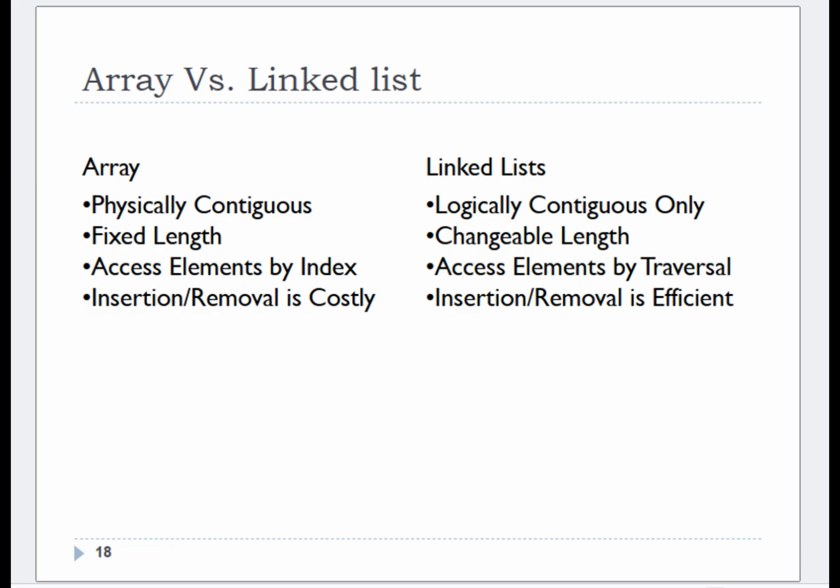17. Array vs. linked list. 18. Array: physically contiguous, fixed length, access elements by index. Insertion and removal are costly. Linked list: logically contiguous only, changeable length, access elements by traversal. Insertion and removal are efficient.